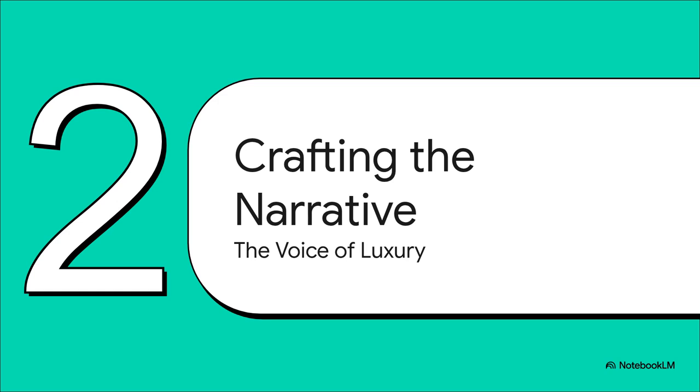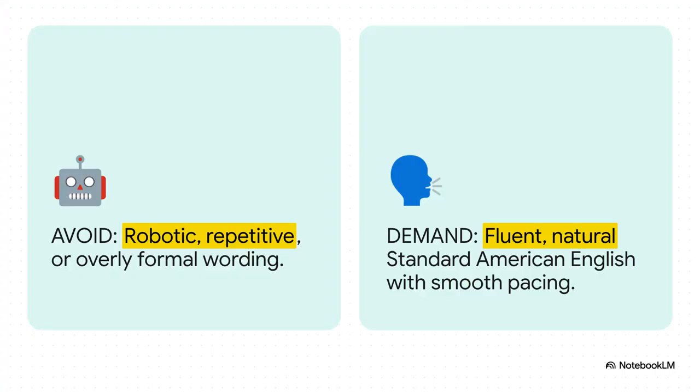Moving right along to Section 2. Crafting the narrative, the voice of luxury. Now this is where we see the exact guardrails set up for the tone. I mean, we've all heard those stiff robotic AI voices, right? Well, this prompt blocks that immediately by explicitly telling the AI what to avoid.